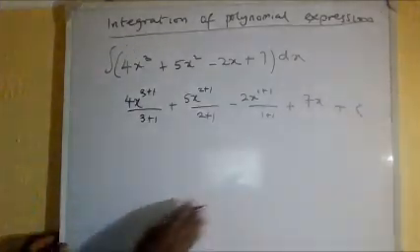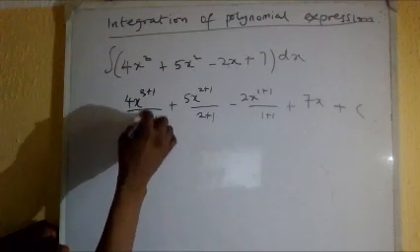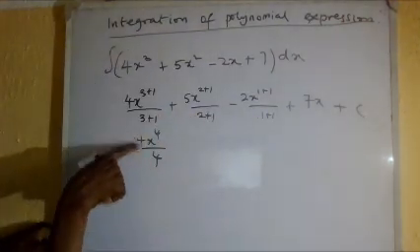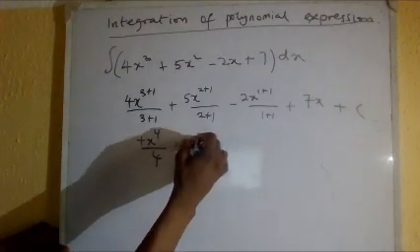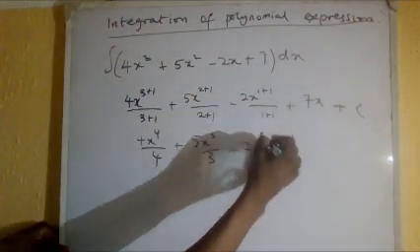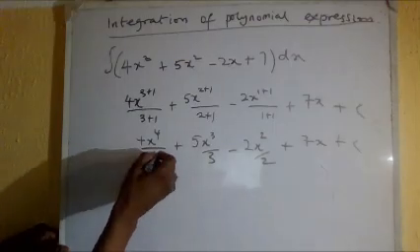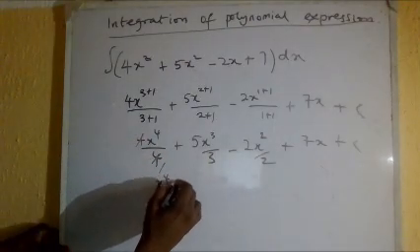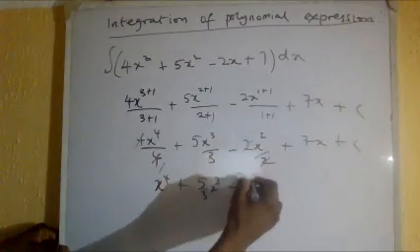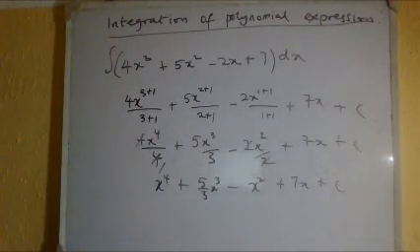So let me just make this simpler. So I have it as 4x raised to the power 4 over 4. You see that's why it's good to simplify it further, because I can still cancel this one out. Plus 5x raised to the power 3 over 3 minus 2x raised to the power 2 over 2 plus 7x plus c. Okay, I can do this one again. 4 will cancel. So I have x raised to the power 4 plus 5 over 3 x raised to the power 3 minus, 2 will cancel, x raised to the power 2 plus 7x plus c. Okay, so this is the answer.